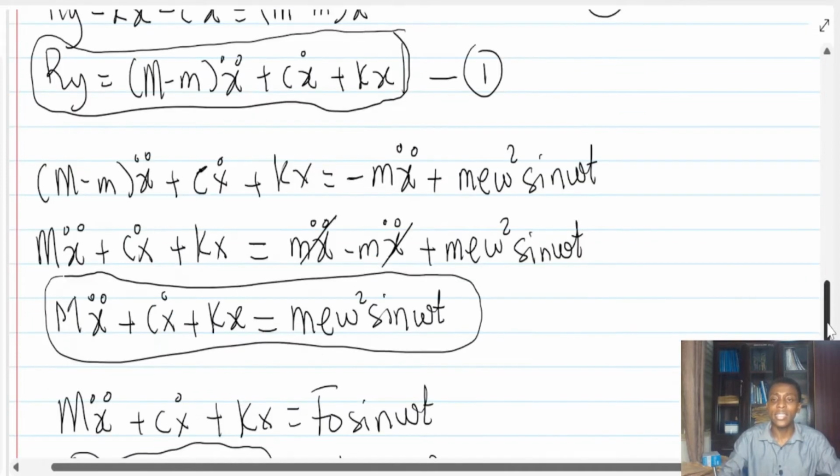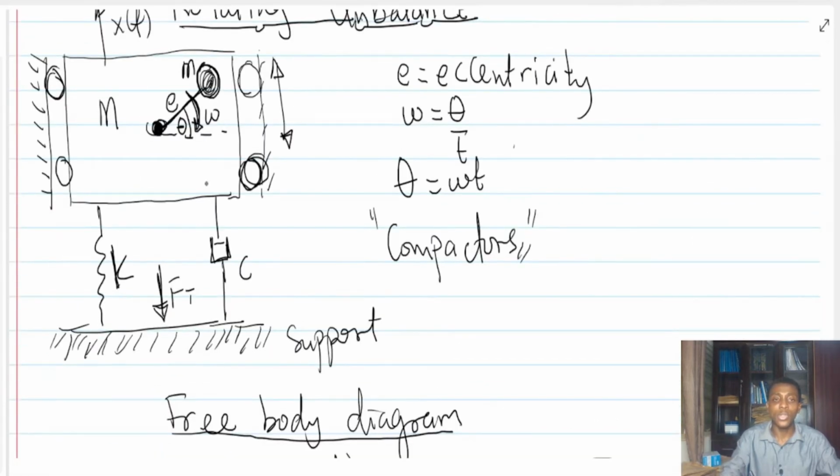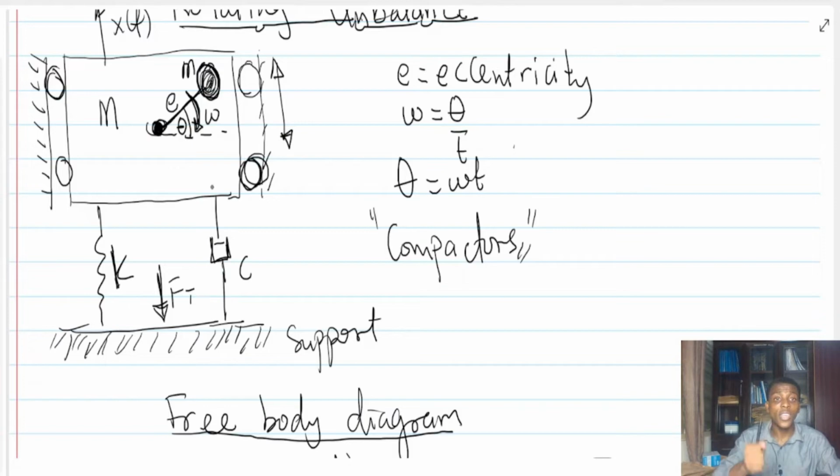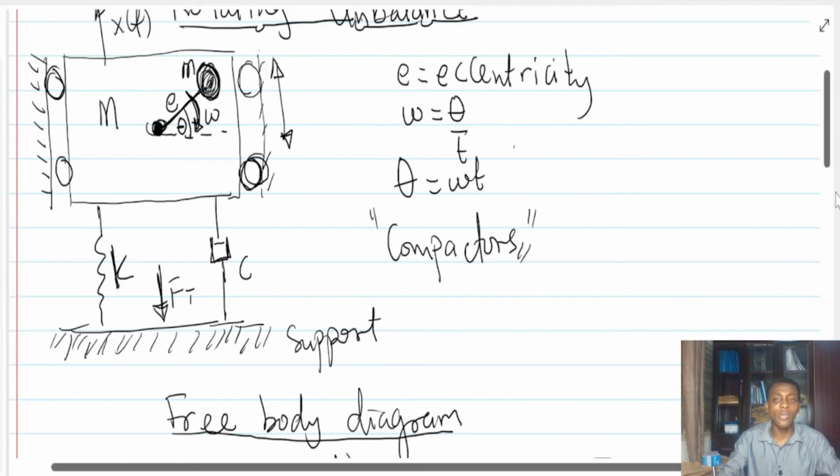So this is what we are trying to say. This force that we have just discovered, m e omega squared, is the dynamic force which will give us the shaking. So what we are trying to say is that this small mass will give us some shaking force, and that shaking force is given by that.